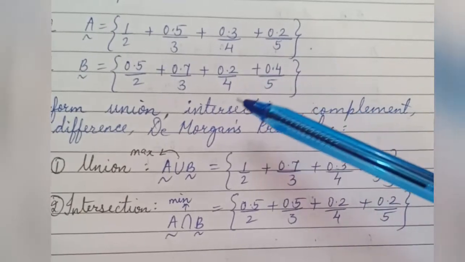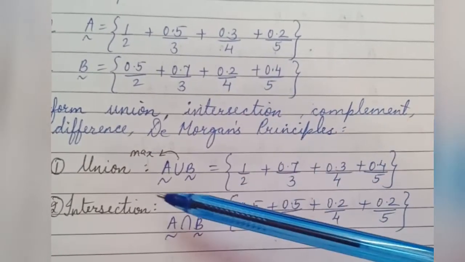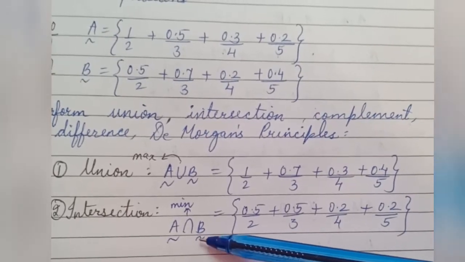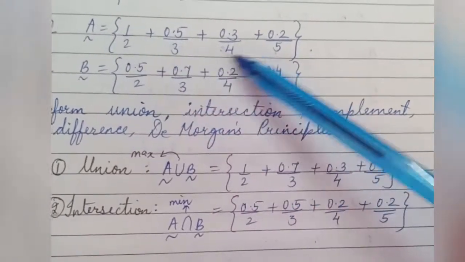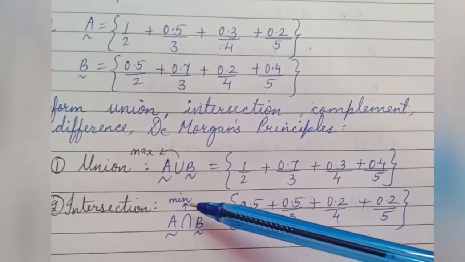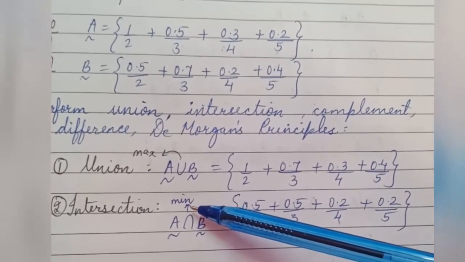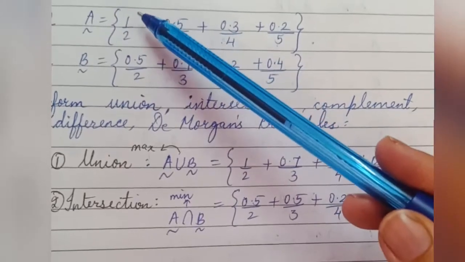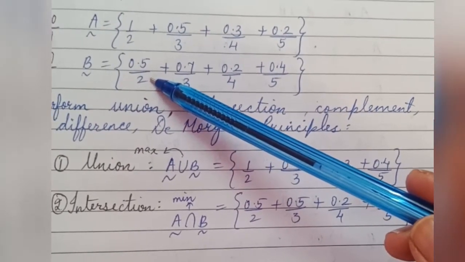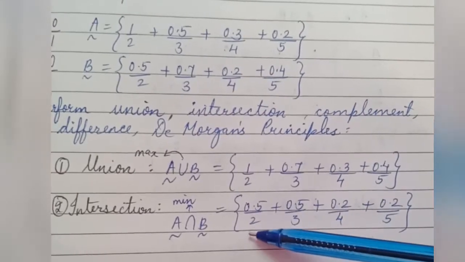Let's perform the second operation, that is intersection. For intersection, A intersection B, consider set A and set B, compare elements and select the minimum element. Let's start. For the first element, compare 1 and 0.5. Select the minimum element, that is 0.5. Write it as 0.5 upon 2.